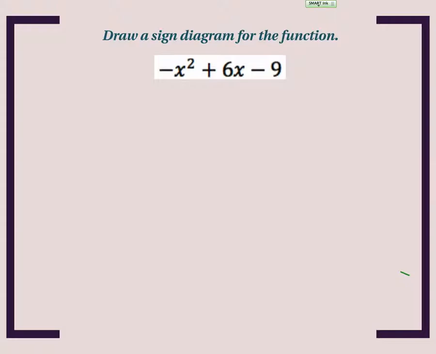Negative x squared plus 6x minus 9. Interruption. Please allow students from the theater back in your room. The assembly is over with. They should be back in a few minutes.